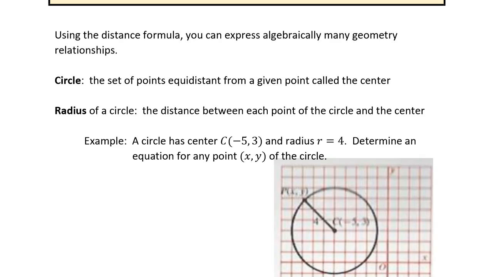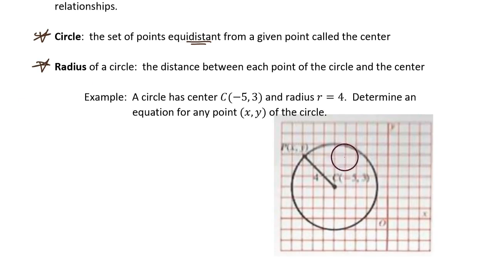in terms of distances. Here is the definition of a circle. It is the set of all points that are equidistant from a given point called the center. The distance between the center and any point on the circle is the radius. Here's a drawing of a circle.